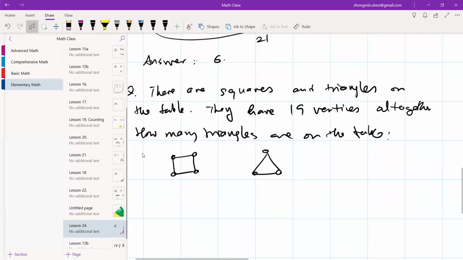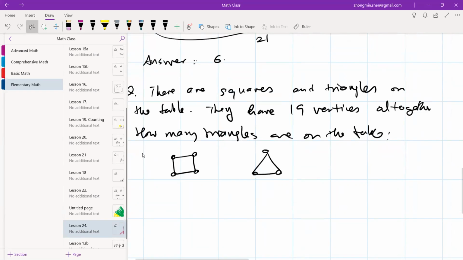Definitely there are some triangles there. You cannot have all squares. Why? If you have only triangles, then 19 is not divisible by 3, right? 19 is not a multiple of 4 and it's not a multiple of 3. So you cannot have all triangles or all squares.